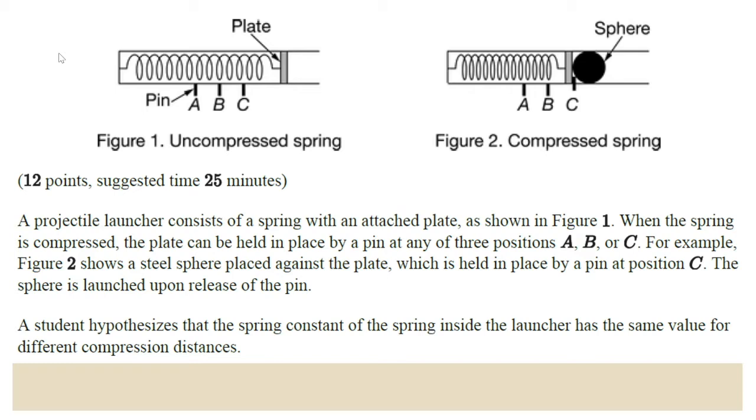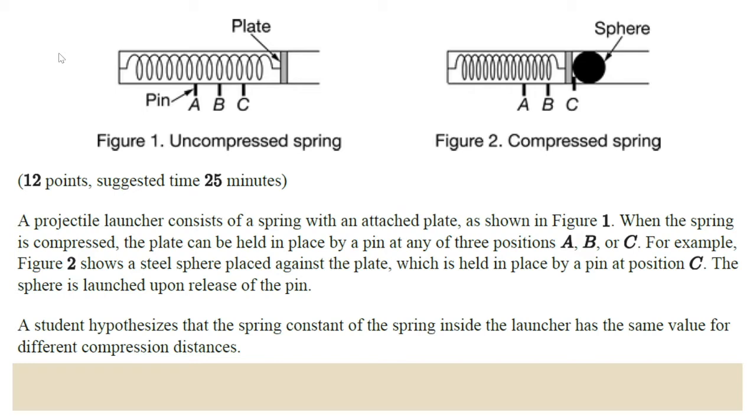This one says a projectile launcher consists of a spring with an attached plate, as shown in figure 1. When the spring is compressed, the plate can be held in place by a pin at any of three positions A, B, or C. For example, figure 2 shows a steel sphere placed against the plate, which is held in place by a pin at position C. The sphere is launched upon the release of the pin. So you pull the pin out, obviously the spring is free to decompress, and the sphere flies out.